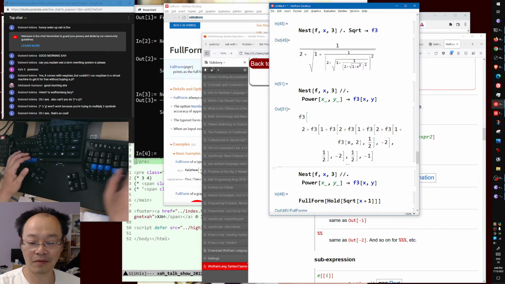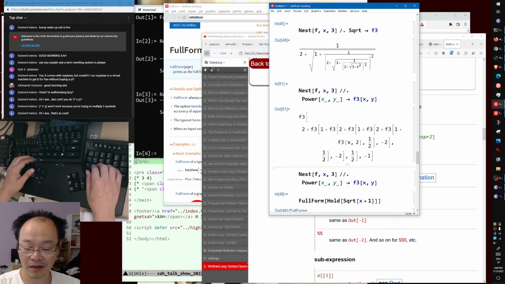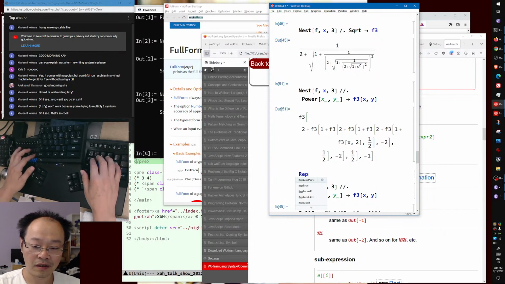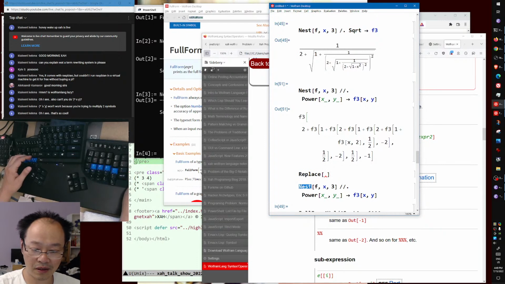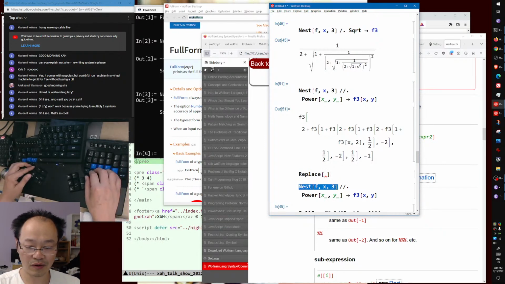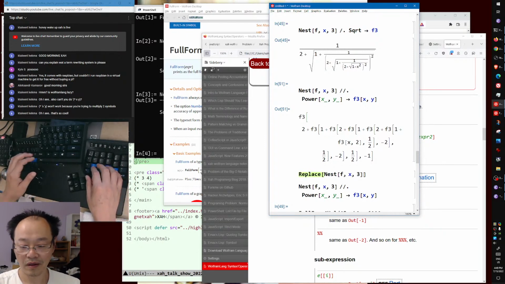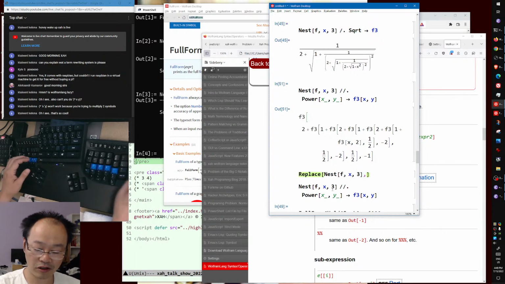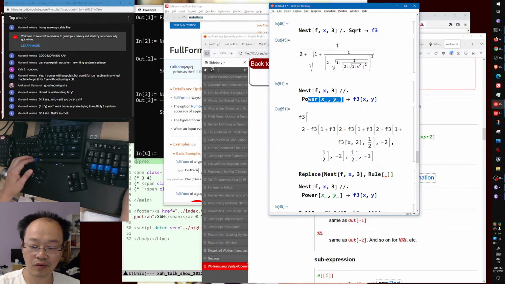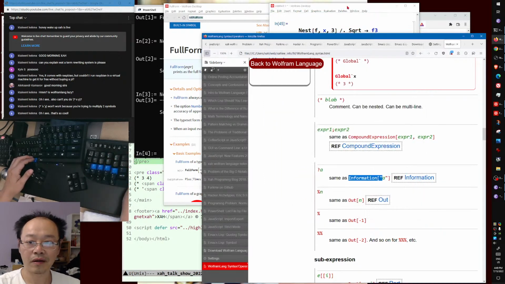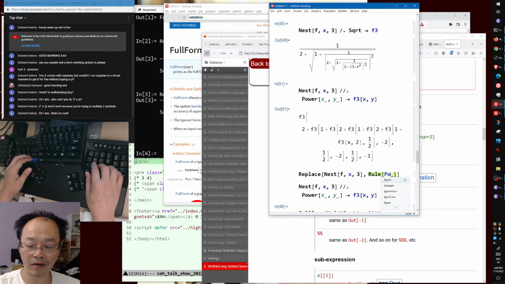Okay, so let me explain, since we are on this. Let me explain the whole thing again. So we are doing Replace, the expression by a rule, and this rule is Power.